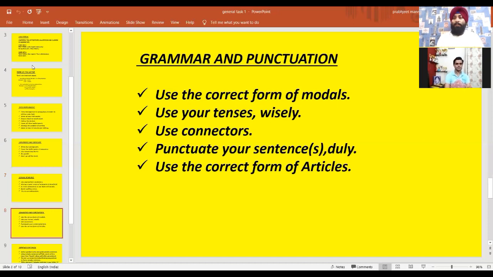Okay, next is about grammar and punctuation. Yes, punctuation is equally as important as your grammar. So you must use the correct form of modals. Why am I actually emphasizing modals?